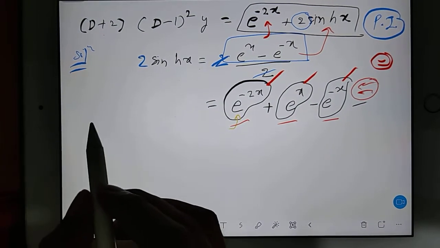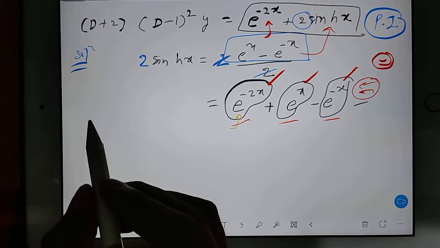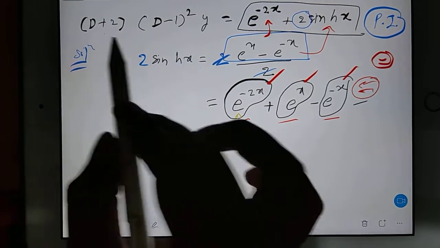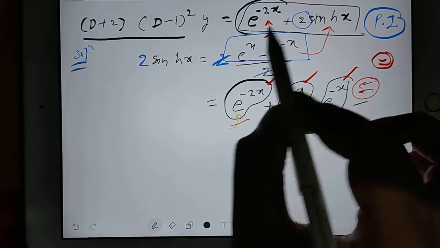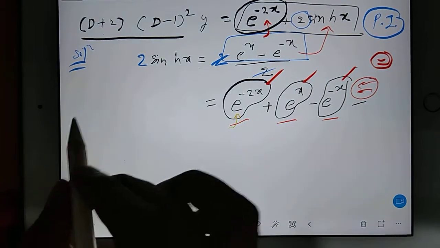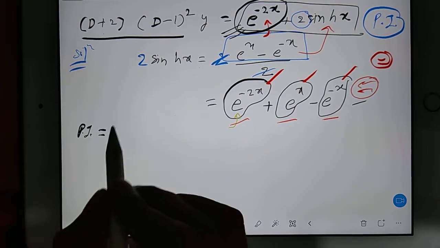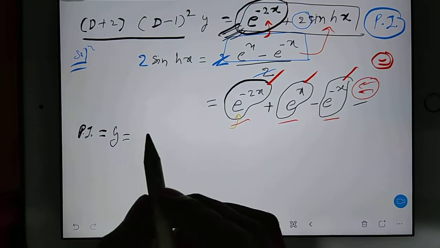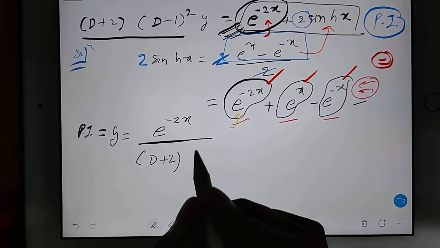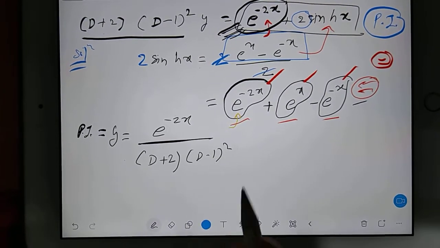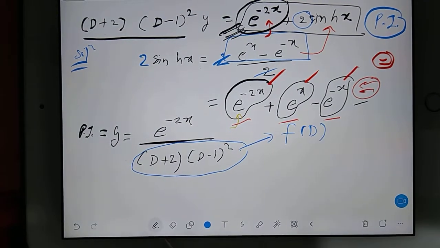You see here. We can do like this. First you copy down this and you make this part alone and send everything down. So only if I'm considering this part, then my particular integral will be nothing but y value. Only for this part I'm saying e power minus 2x whole divided by (D plus 2)(D minus 1) whole square. Now see, what is this? This is what we are saying again and again as f(D), function of D.